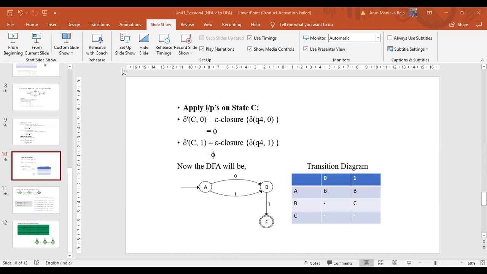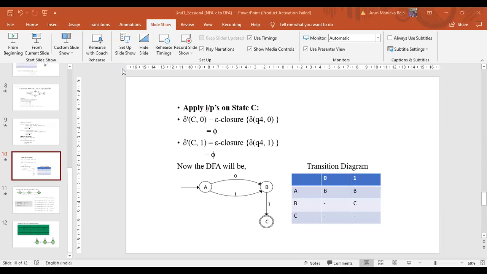For all the states and with all the inputs, a comma 0 and a comma 1. If new states are ready, you have to calculate for those also, otherwise we can stop. Here we have a, b and c, so we have to calculate a comma 0, a comma 1, b comma 0, b comma 1, and c comma 0 and c comma 1. No new state arrived, so we can stop the procedure and draw the table and diagram.